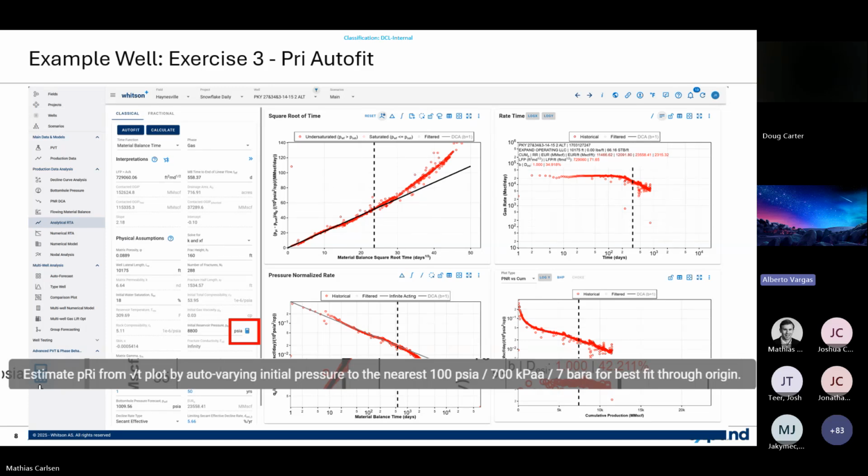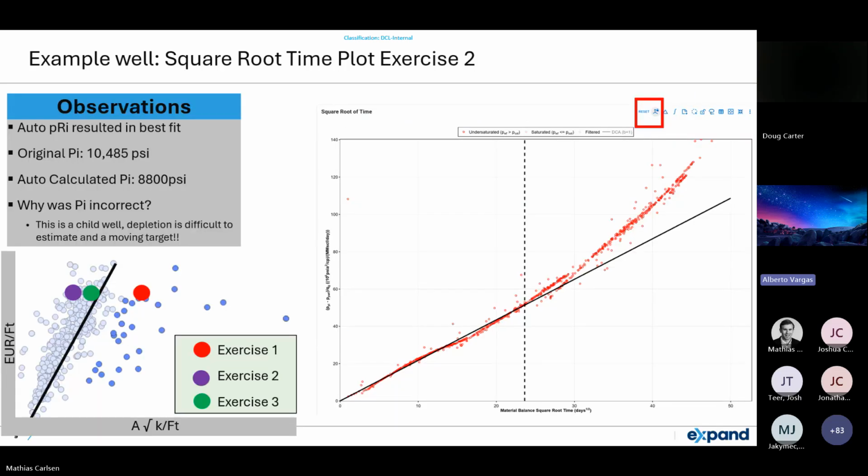And what this button does, if you hover over it, is estimate your initial reservoir pressure on the square root of time plot by varying it to the nearest 100 psi. And so that's going to vary your initial reservoir pressure until you get this data set to fit all the data and go through the origin. So how did it do?